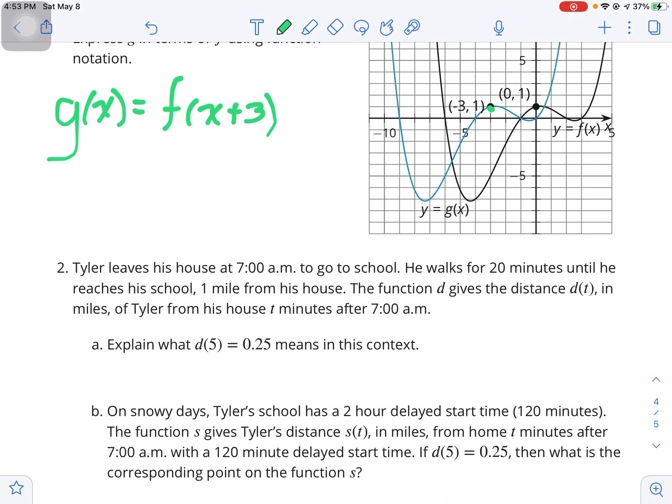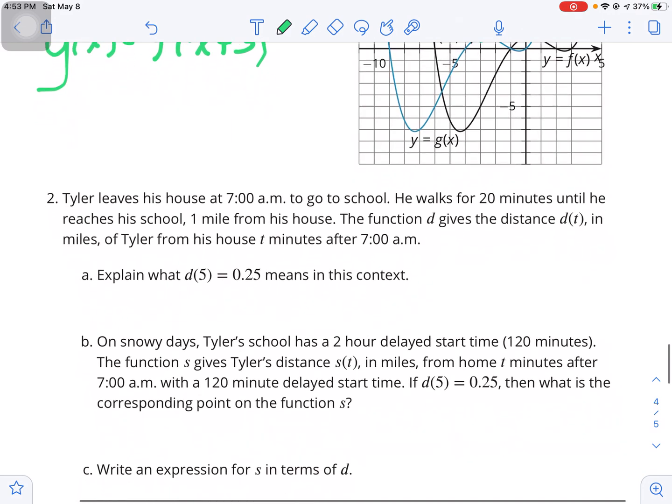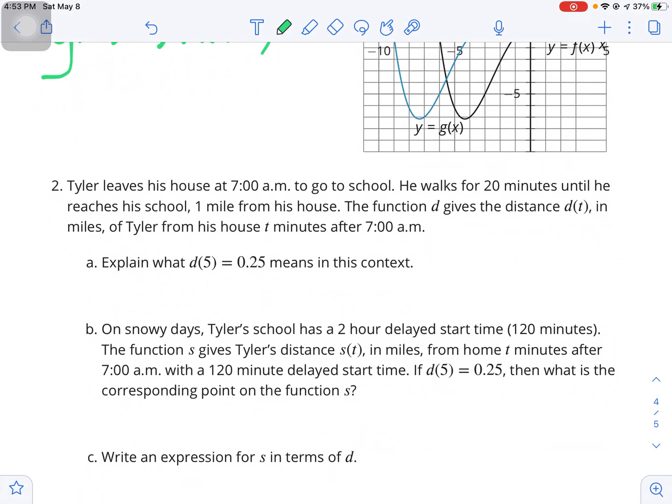So let's see. So that would mean that at 5, let's see, 5 minutes into his walk, he is 0.25 miles from his house.